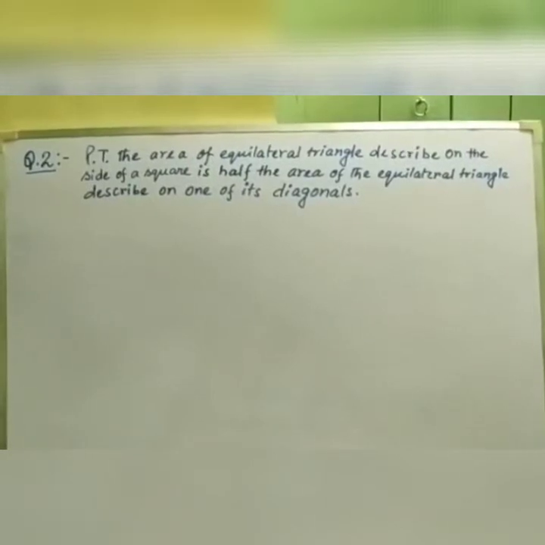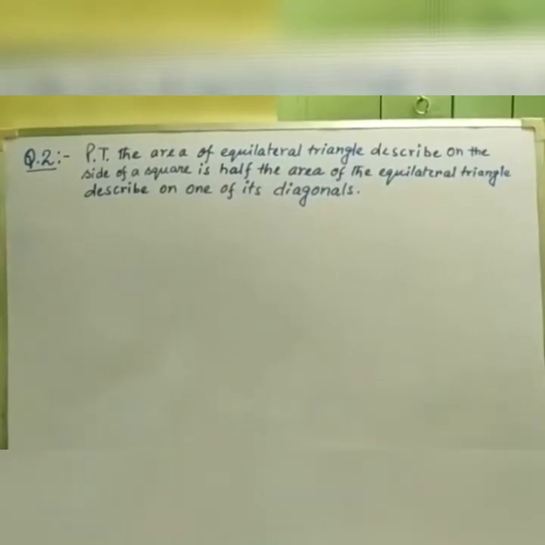So let us see question number 2. Prove that the area of an equilateral triangle described on the side of a square is half the area of the equilateral triangle described on one of its diagonals. Whatever you need to prove is that the equilateral triangle described on one side of a square has half the area of the equilateral triangle described on one of its diagonals.